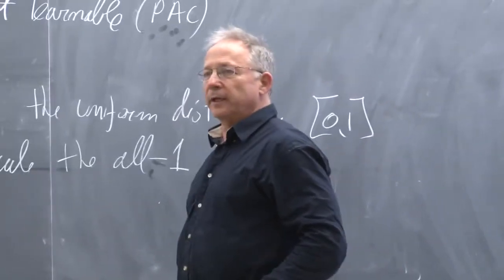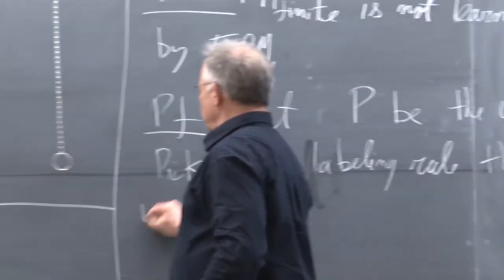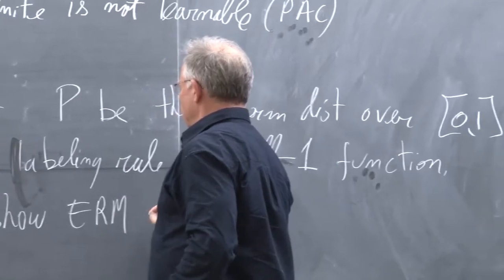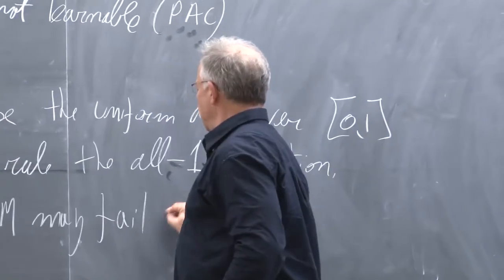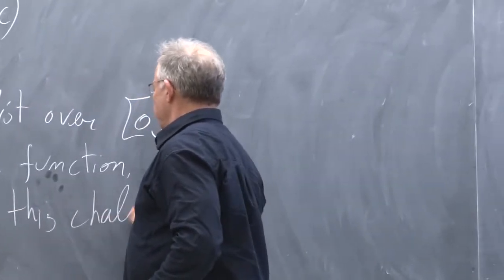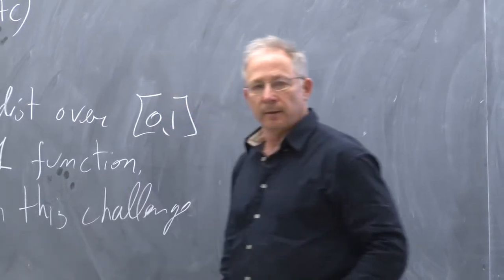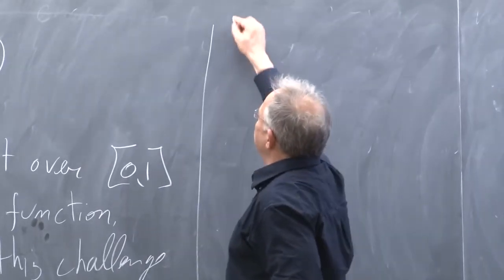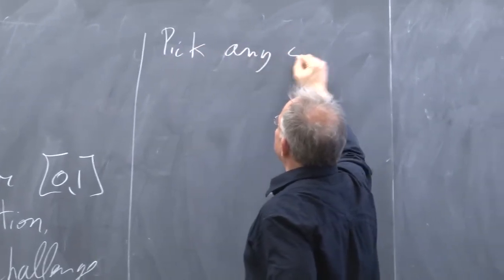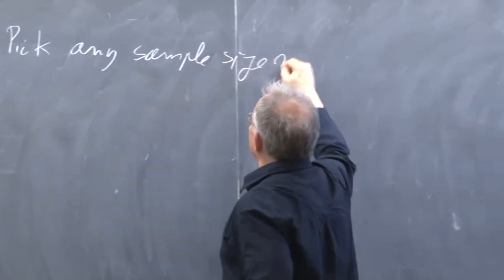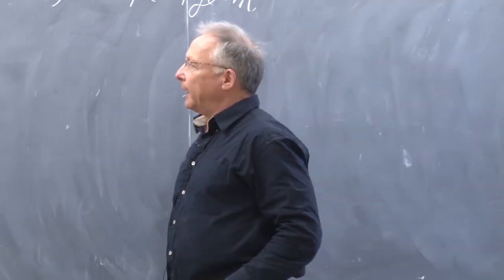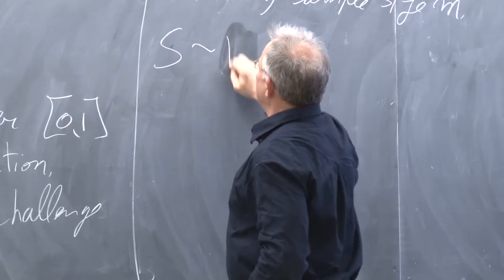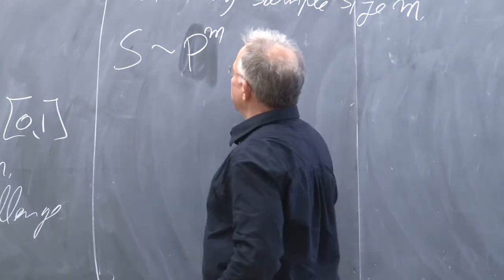Okay? Now, what I claim is that we wish to show that ERM may fail on this challenge. Okay? So what is the input to ERM? What will it get? So say that I give you some fixed, pick any sample size M. Pick any sample size M, and now we get an S that is picked by my uniform distribution P M times and labeled by 1.